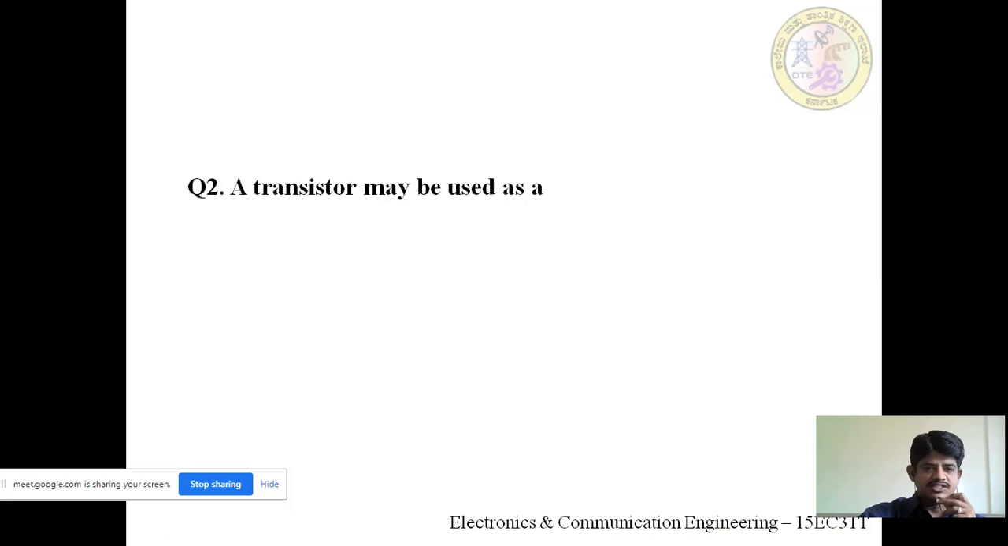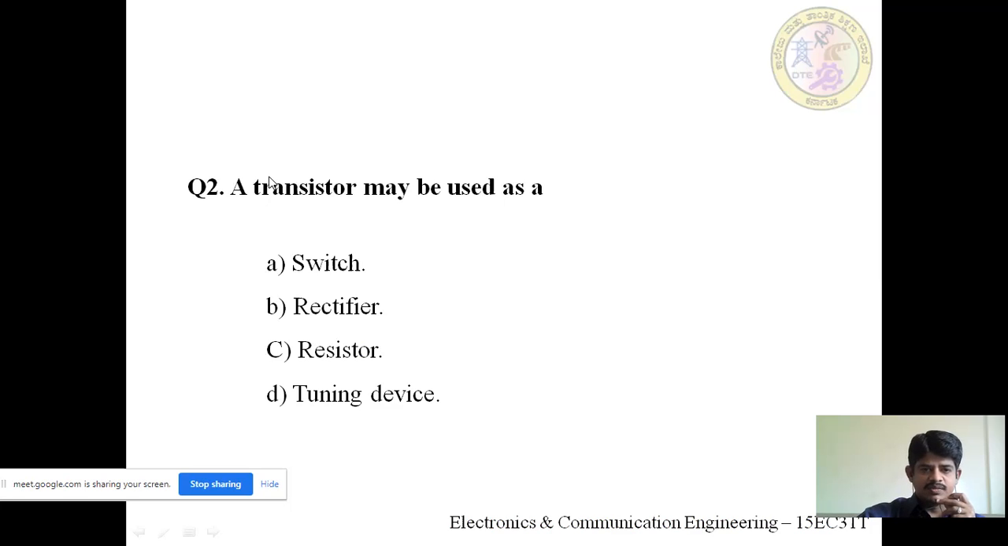Next, a transistor may be used as a switch, rectifier, resistor, tuning device. Which one is the correct answer? See, here it is telling the transistor, can I use it as a switch, yes or no? Yes, we have seen how I can use it as a switch, so it's the correct answer. Rectifier, can I use a transistor as a rectifier? Not possible, correct? Because I can use a diode as a rectifier, but I cannot use the transistor as a rectifier, so it's a wrong answer.